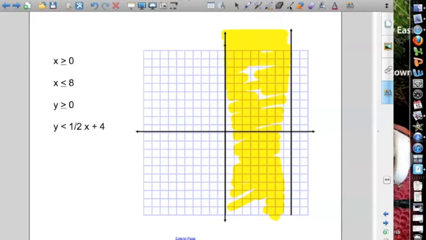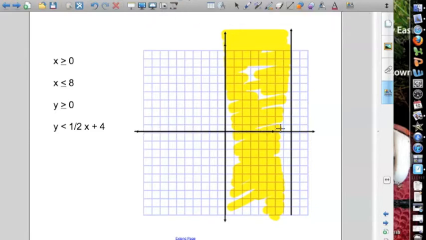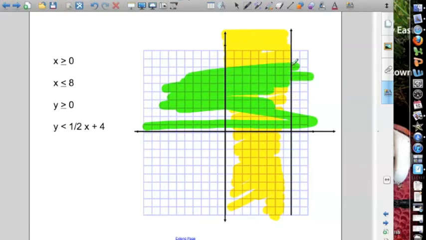As I go to graph that, again it is greater than or equal to, so it's going to be a solid line. It's y is greater than or equal to 0, so it's going to be a horizontal line at 0. This would mean that all the y values have to be greater than 0, so they have to be up here. And so again, just to shade that in here, I'll use a different color to show where it's shading. I'm shading everything above that horizontal line I had.